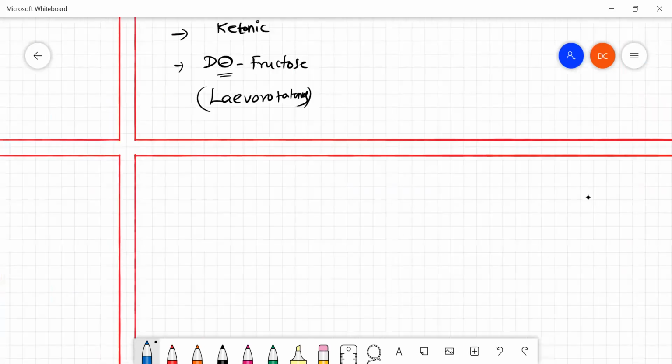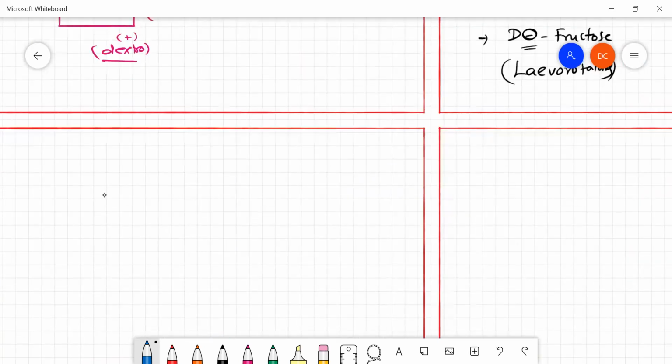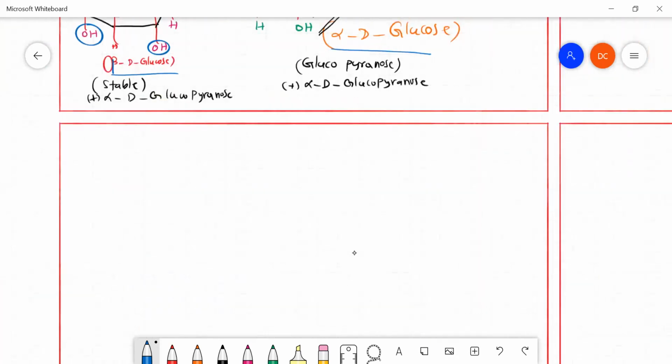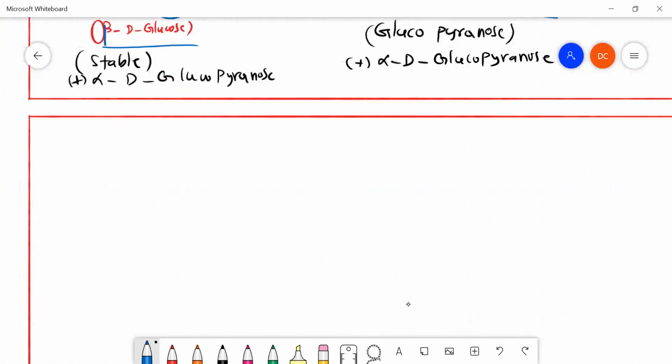So let's write the rules for writing that structure from Fischer projection to Haworth projection. Just a minute, it's hanging. So we know that it is fructose, and it's a five-membered ring.